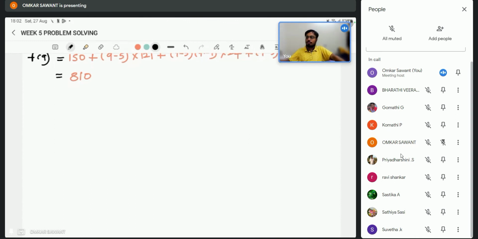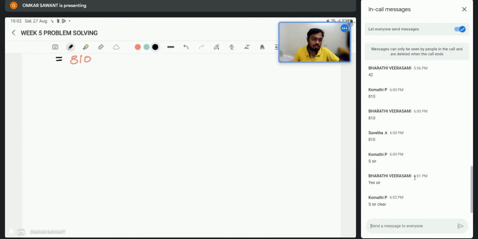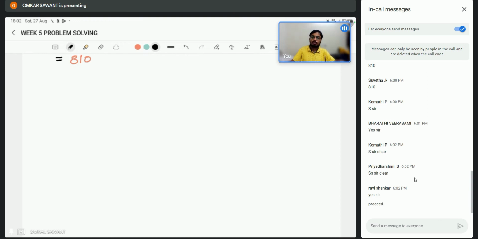Is this understood by everyone? Gomathi, Priyadarshani, Ravi Shankar, is this clear? Just tell me yes in the chat box. Okay. They have not taught you the Gauss forward and Gauss backward, but they have taught you the Stirling method.